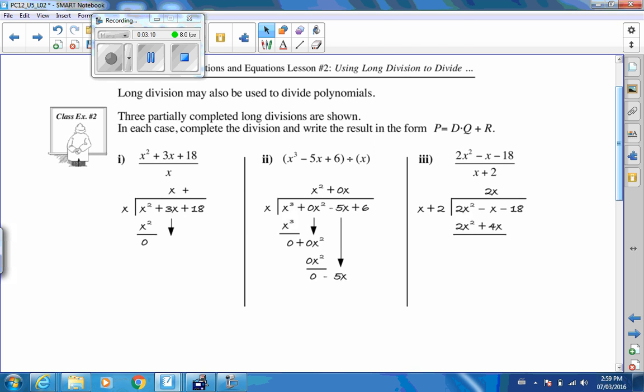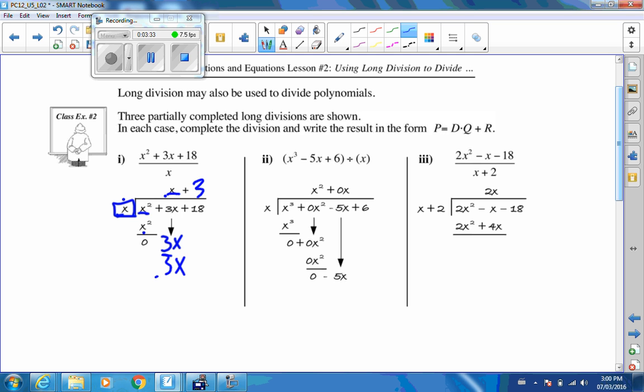So I would first, if I'm dividing this in, how many times does x go into x squared? Well, x times. Or what would I need to multiply this x by to get that x squared? Well, it's x. X times x is x squared. That comes down. Now I carry down to the 3x. What would I need to multiply x by to get 3x? Well, 3. 3 times x is 3x. And then the 18 comes down.